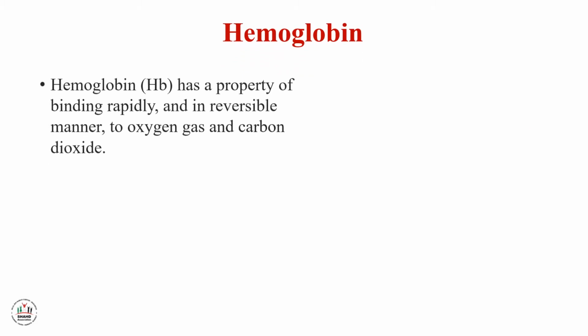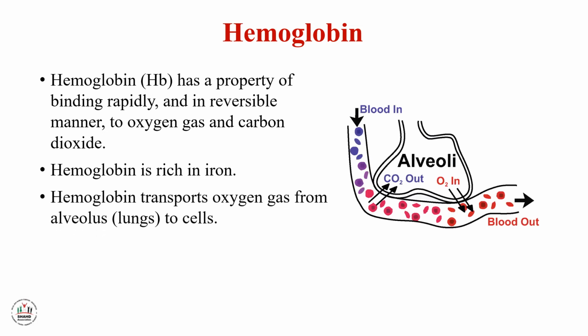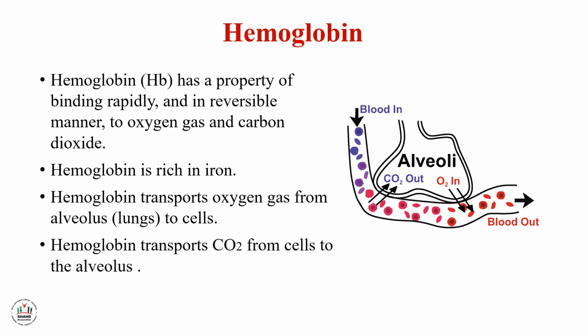Hemoglobin. Hemoglobin has a property of binding rapidly and in a reversible manner to oxygen gas and carbon dioxide. Hemoglobin is rich in iron. Hemoglobin transports oxygen gas from the alveolus of the lungs to cells. Hemoglobin transports carbon dioxide from cells to the alveolus.